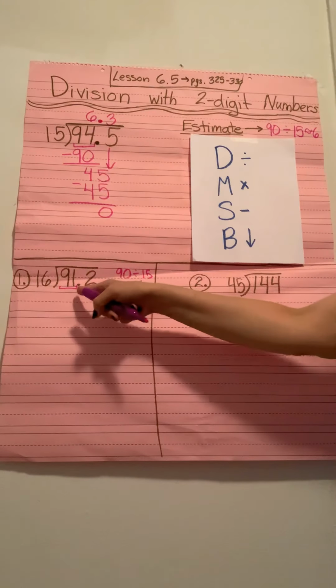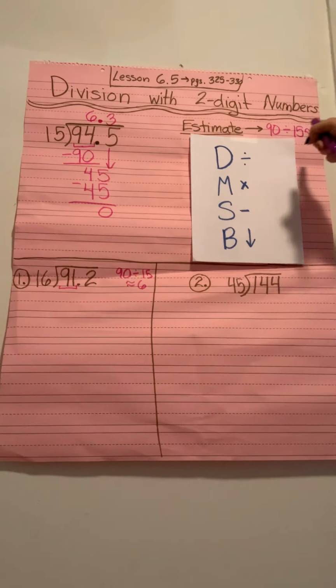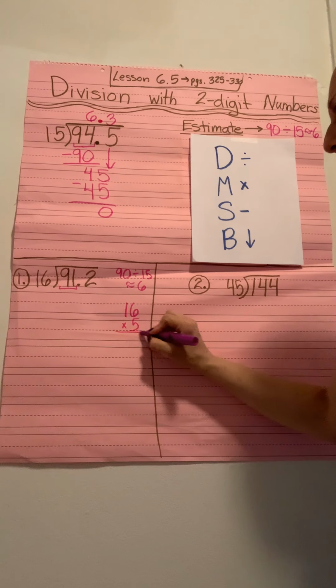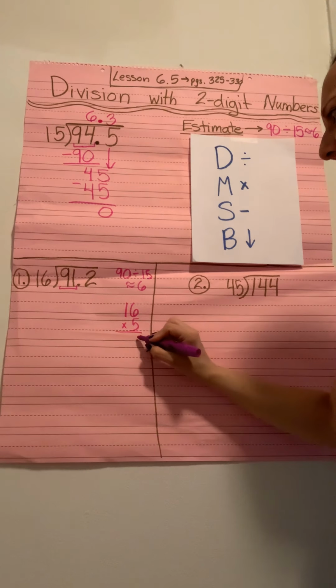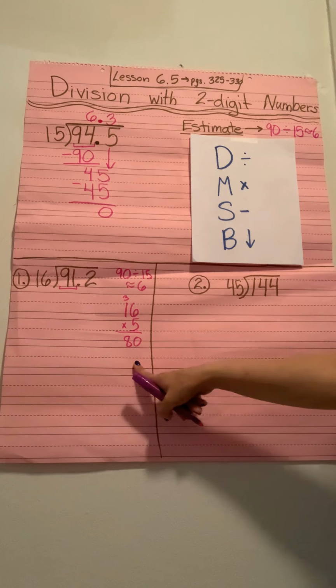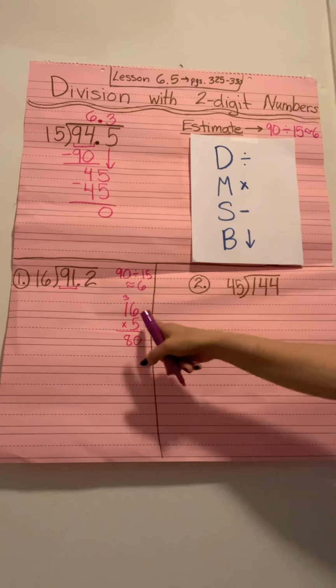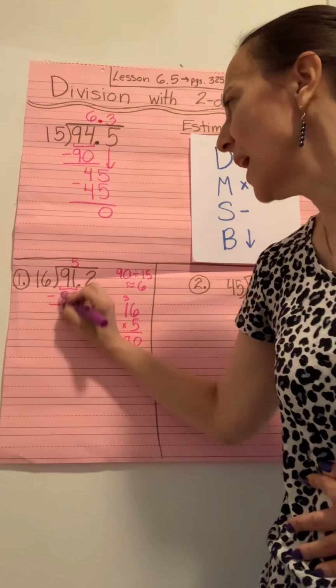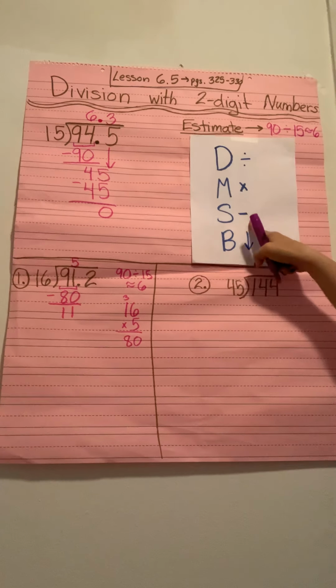Okay, let's see. It took me 6 15s to get to 94. So 16's a little bigger and 91's a little smaller. So let me try by starting with 5. 6 times 5 is 30. 5 plus 3 is 8. Okay, so 5 16s is 80. Another 16 would be 96. It would be too big. So this seems like what I want to go with. So I'm going to put a 5 up here. 5 times 16 is 80. And that means I have 11 left over when I subtract.